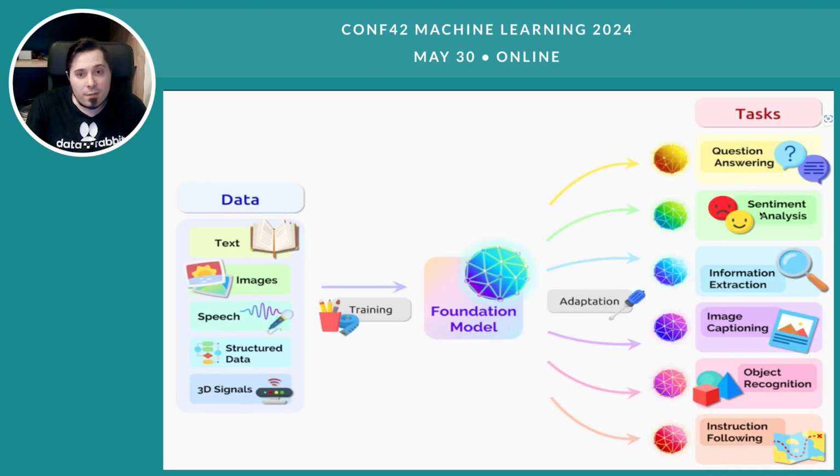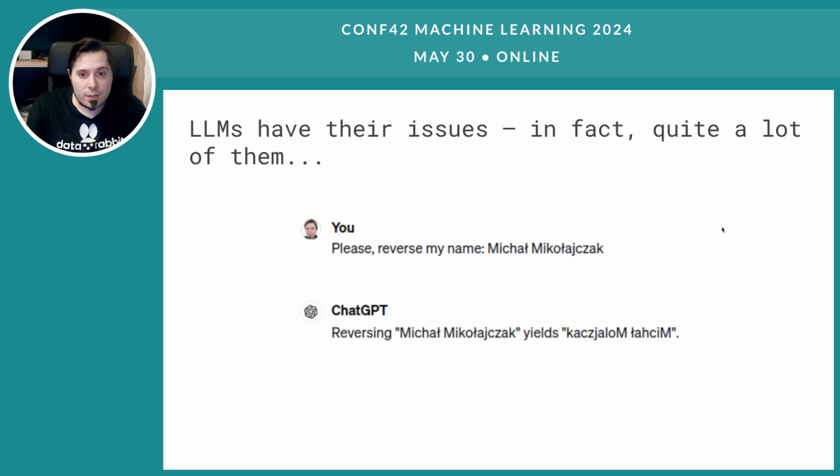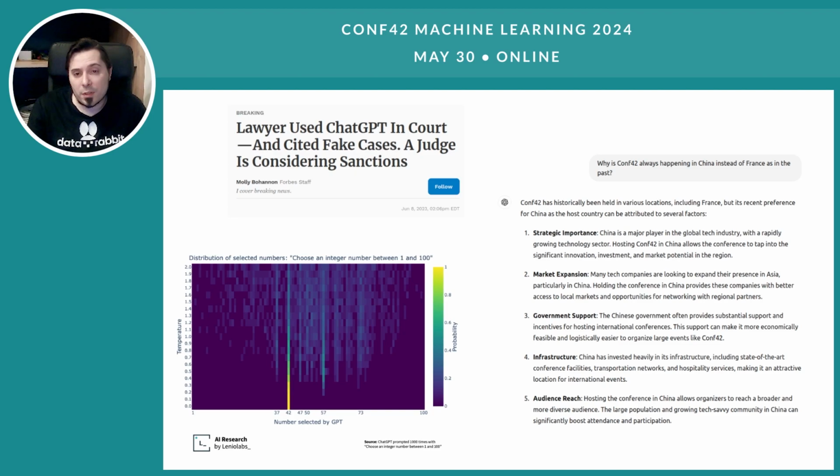Of course, LLMs have their issues, and in fact, quite a lot of them. For example, they operate on tokens. When everything goes into an LLM, it doesn't go character by character, but by tokens, where a token is a bunch of characters bundled together based on the popularity of their occurrence. Because of that, we have problems like simply reversing a word. You can see my name and surname gets reversed incorrectly, because we are not dealing with characters but tokens, and this is an inherent LLM limitation.